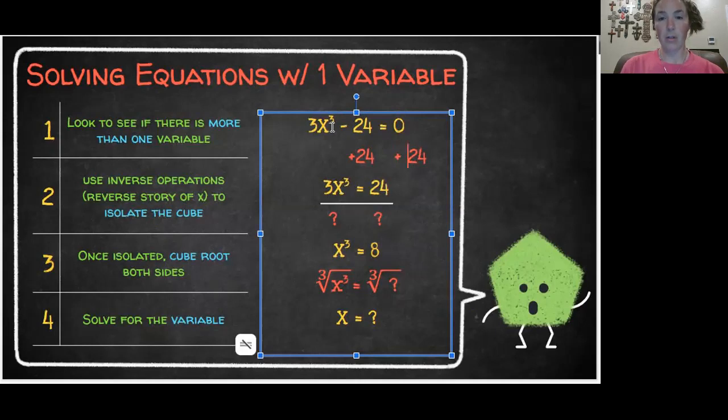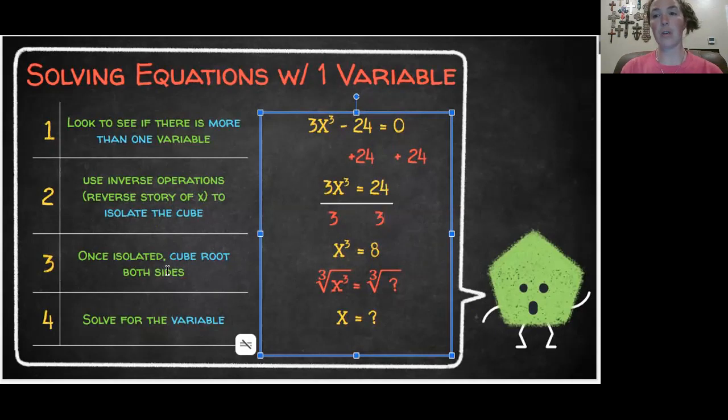From here, the next thing that we did was multiply x by 3. So the opposite would be to divide both sides by 3. Then over here, the 3's would cancel, leaving me with my x cubed. 24 divided by 3 would give me 8. So now I have that cube isolated. Once isolated, we're going to cube root both sides.